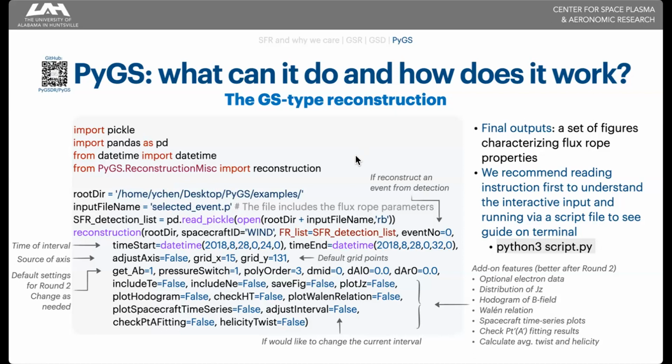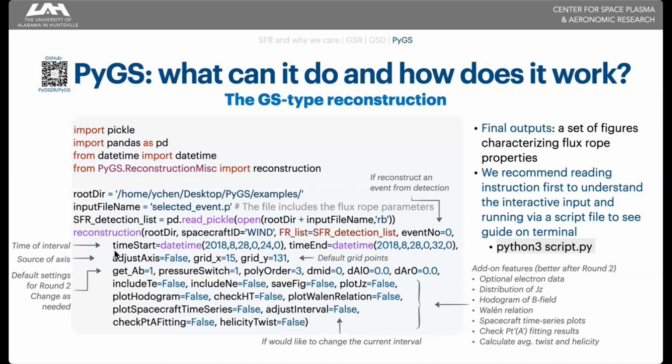Similarly, to run this reconstruction, users need to specify the spacecraft ID first. For time of interval, there are two options. If reconstructing events from detection, then users need to specify the pico file and the event sequence number. The times of interval will be read from this pico file directly. And the second line is optional if they don't reconstruct events from detection.